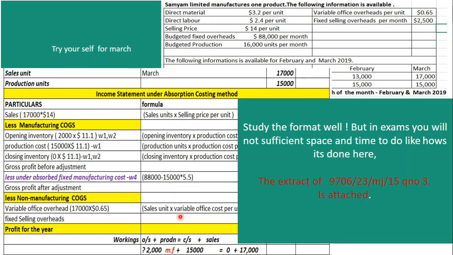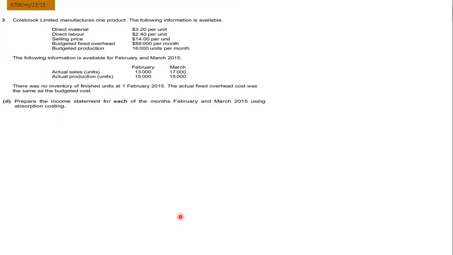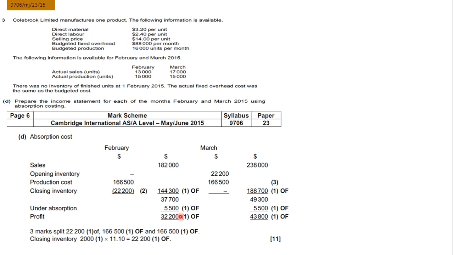This is the format, but in the exam you will not have sufficient time to do it like how it is done here. So let's see how it's done in the exam, because we don't have so much space to write all the details. So this question is an extract of your 976 May June 23 question 2015. So in question number 3, that's your question out here, that's your answer out here. I'm just going to say it quickly. So the income statement has been prepared for 2 months, February and March, because you don't have enough space to do it twice.